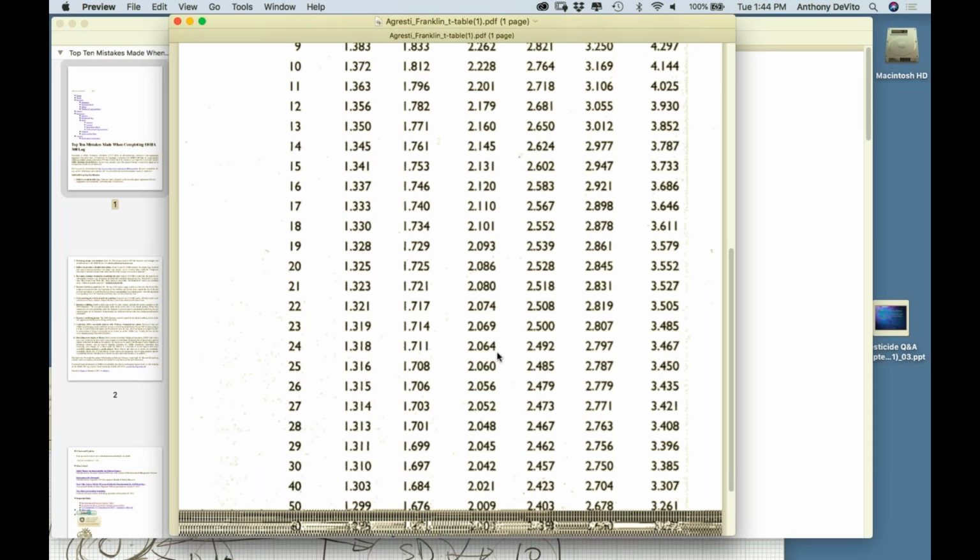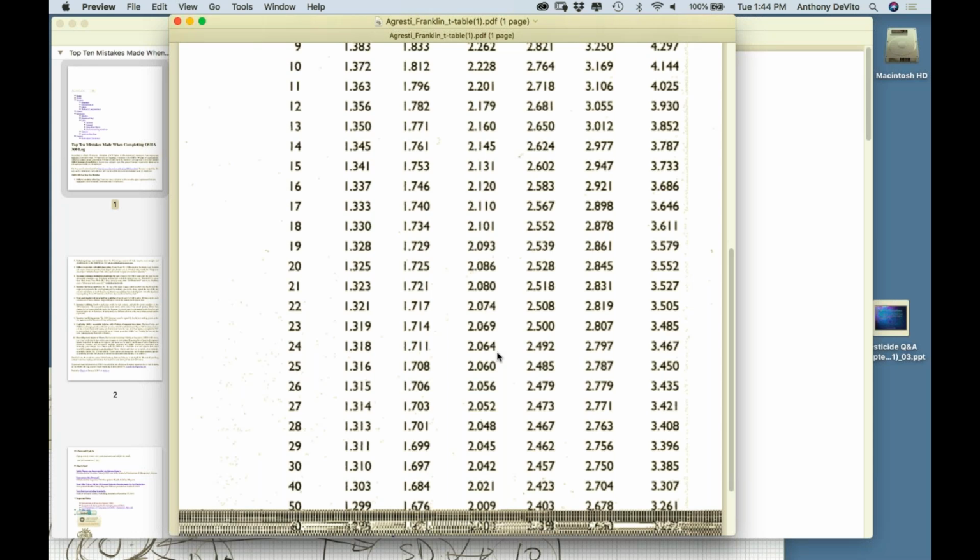Why are we using the t-table instead of the z-table? We're using the t-table instead of the z-table because we don't know the population standard deviation. We've only been given the sample standard deviation instead of the population standard deviation. That's why we're doing this. And a sample is a sample, right? You've got to have a certain number of people.